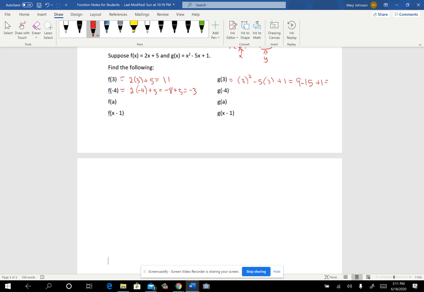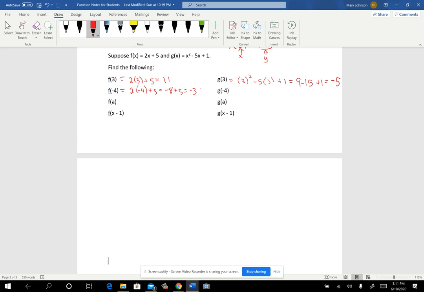So let's see, that's 9 minus 15. That would be negative 6 plus 1. That would be negative 5. Right? I'm just checking myself. Yep. All right, now here's where people typically mess up.